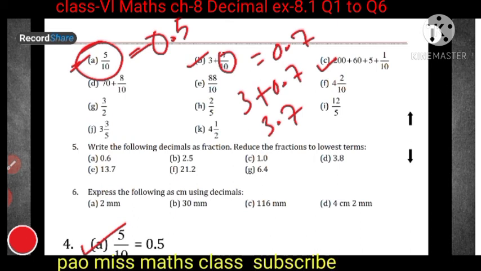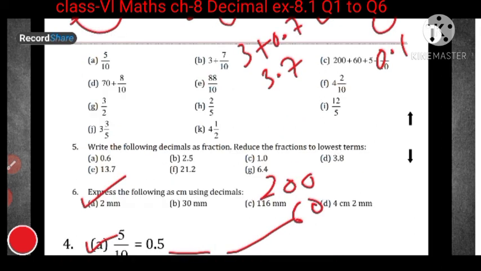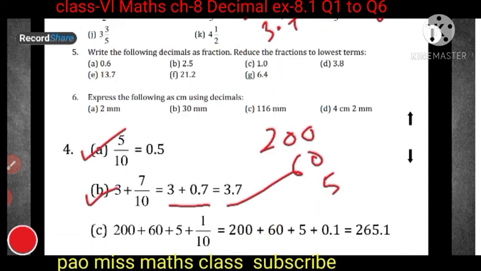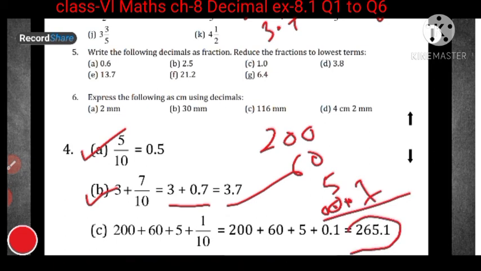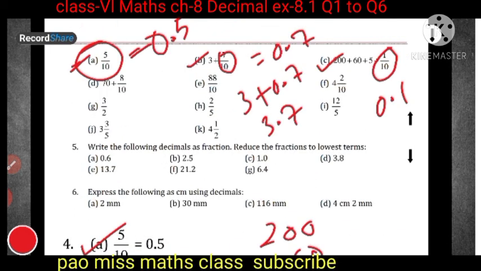Question number C: 200 plus 60 plus 5 plus 1 upon 10. 1 upon 10 we can write as 0.1, isn't it? Now if you add 200 plus 60 plus 5 plus 0.1, you will get 265.1. How do you add 200 plus 60 plus 5? Now 1 upon 10 means 0.1. If you add all this, you will get 265.1. Hope you have understood.